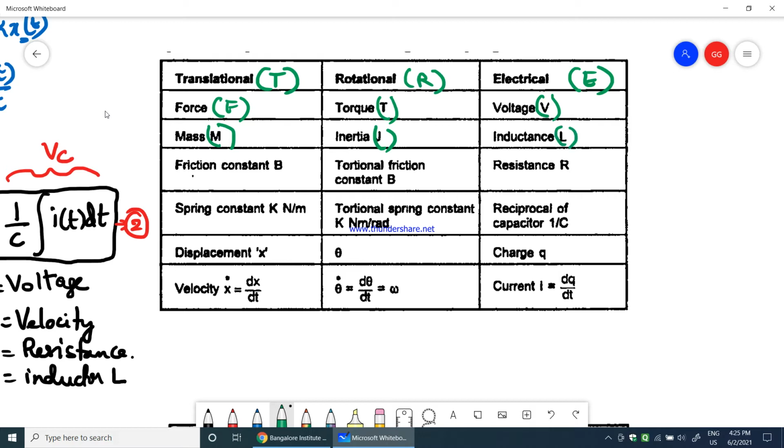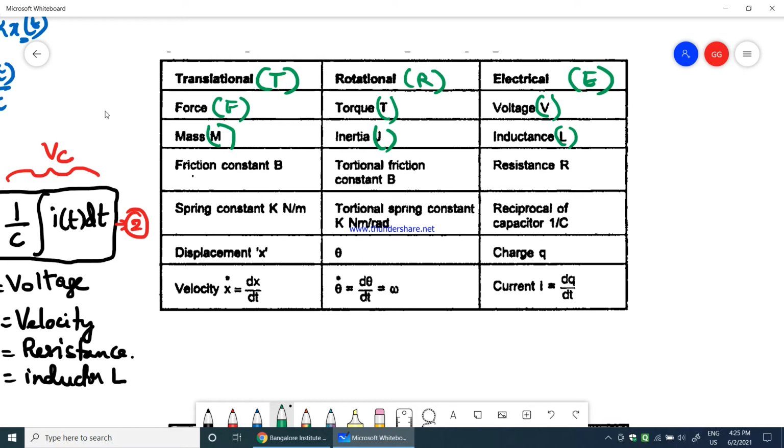I think this is what I told you in comparing equations for the translational mechanical system. But anyway, it is similar for rotational also, because in rotational everything is the same. The only thing is the moment of inertia that we take, and instead of force we take torque. That is the only difference that we have.